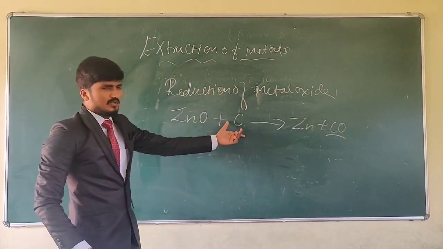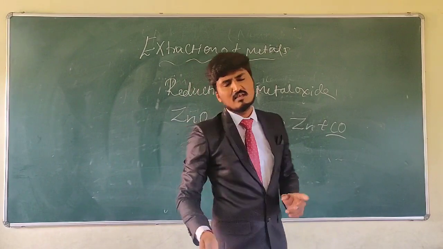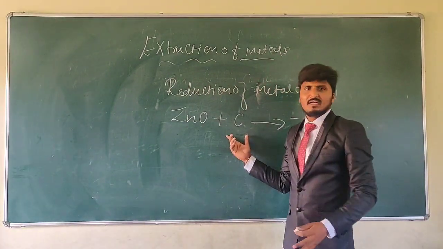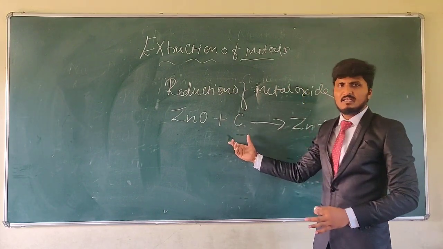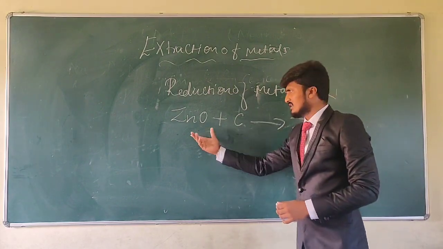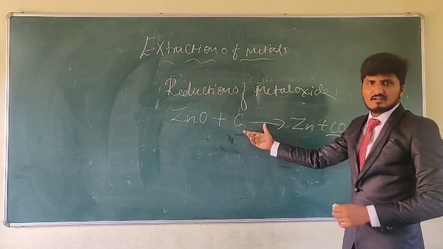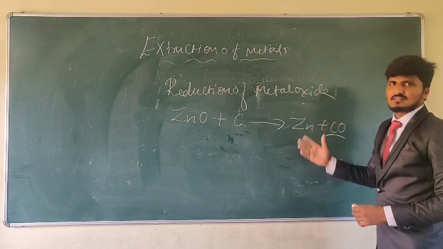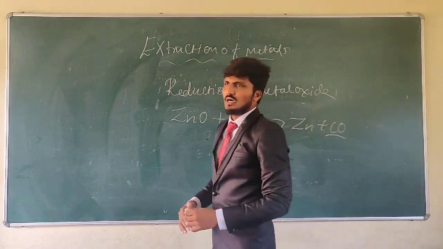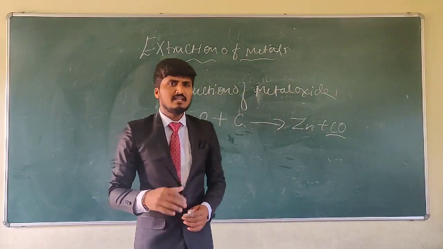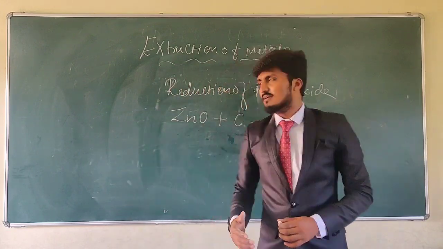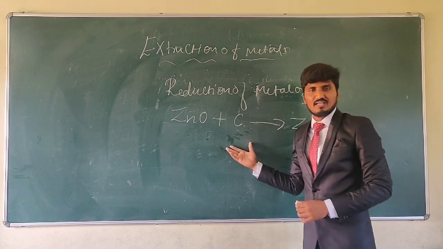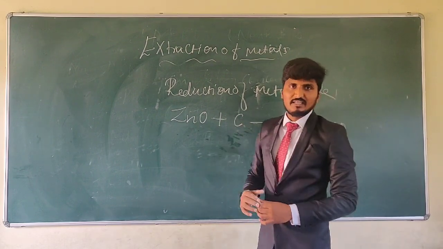So not only carbon, there are many examples you can take for a reducing agent, like reducing by displacement, reducing by heating, etc. One example I have taken here, that is zinc oxide undergoes reduction in presence of carbon, it will produce zinc. So these are the extraction methods. I hope everyone understood what remaining process and methods are involved in the metal extraction. That means refining, that will be explained in the next video. Thank you.